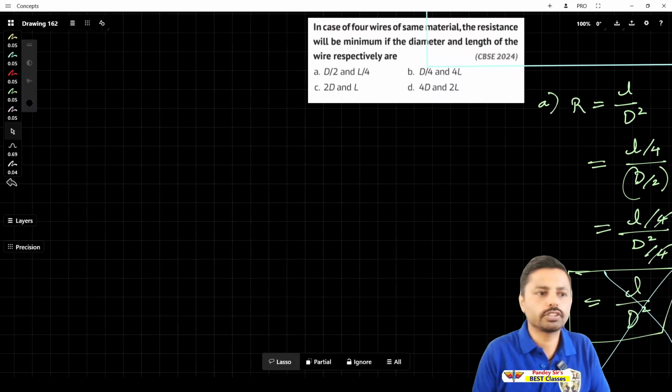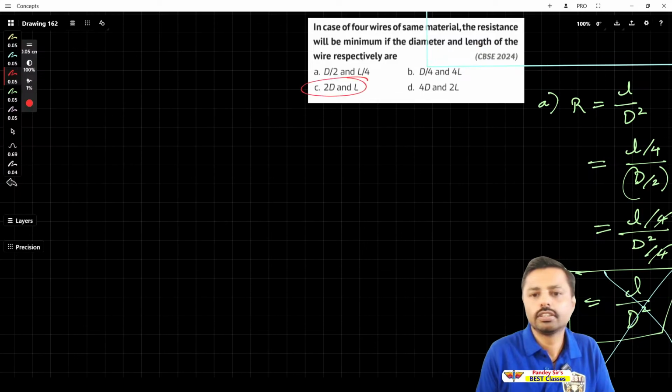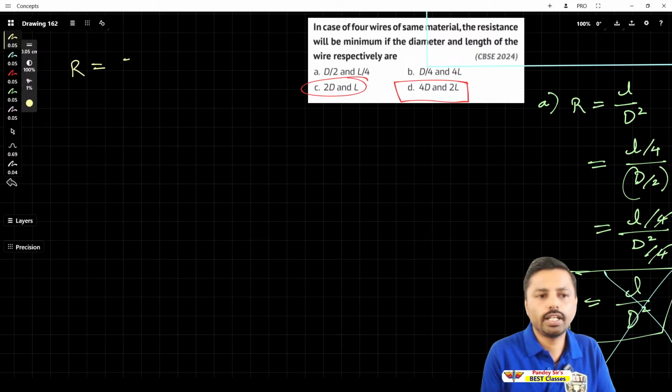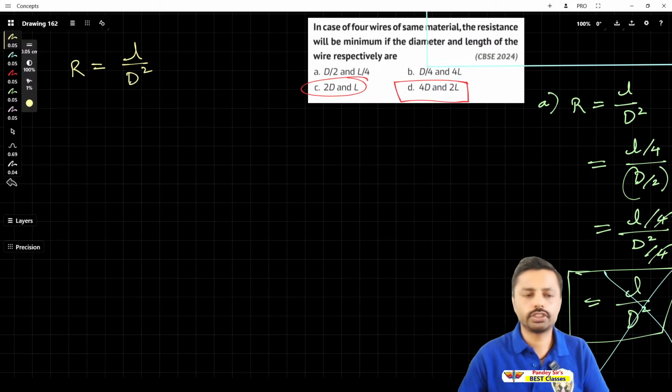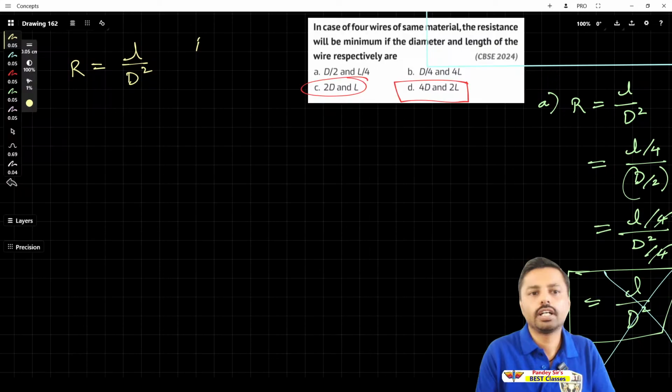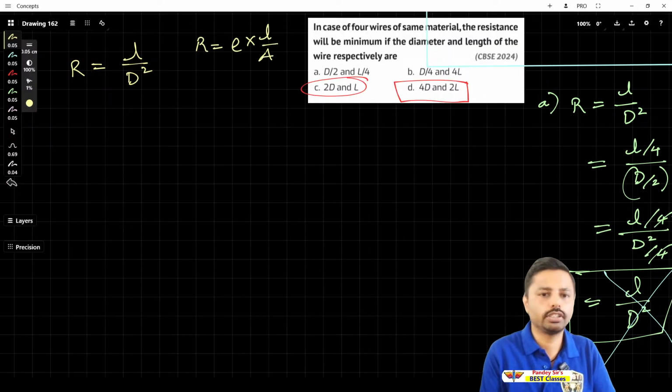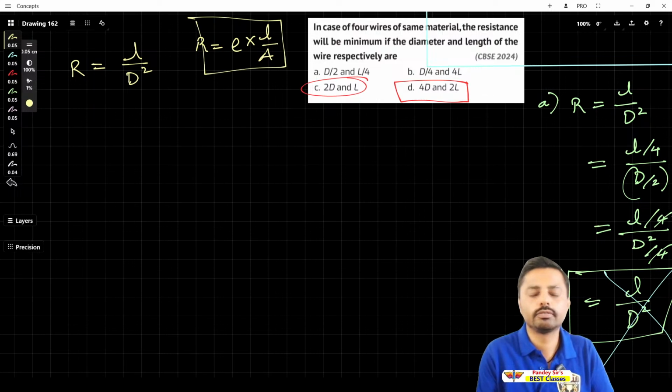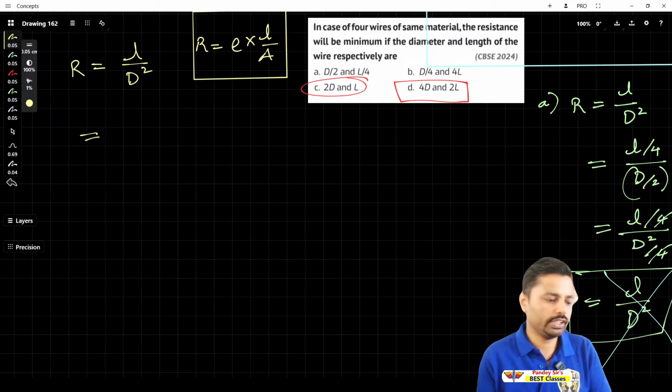Now we have to focus on C and D, and now the final one, D. So we got the formula R equal to L by D square, which is the new formula for this question. The actual formula is R equal to rho into L by A. Okay, don't get confused. This is the actual formula. So let's put the values.